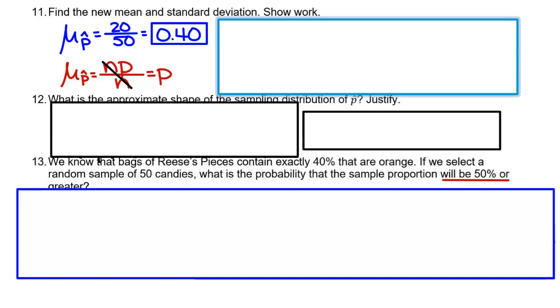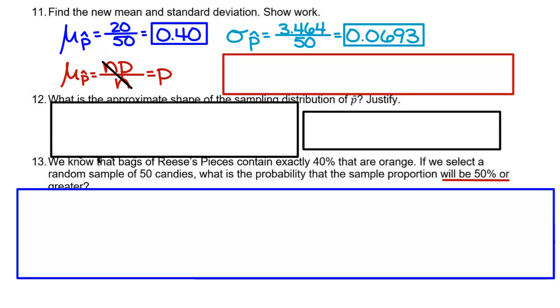What did you guys get for the new standard deviation? Yes, 0.069. I took it out one more decimal place, but if you left it at 0.069, that's perfectly fine. So I want to think through how we arrive at this. How did we get that 3.464 again? Standard deviation formula. What was that? Square root of n times p times 1 minus p. And then we took that and divided it by 50, right?